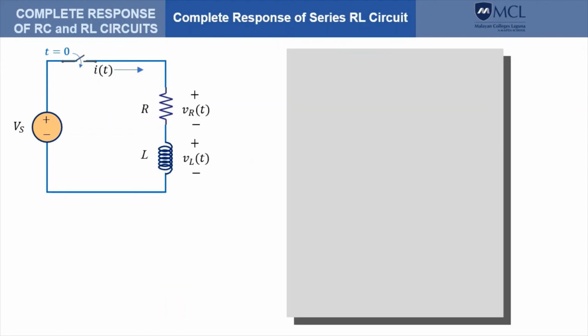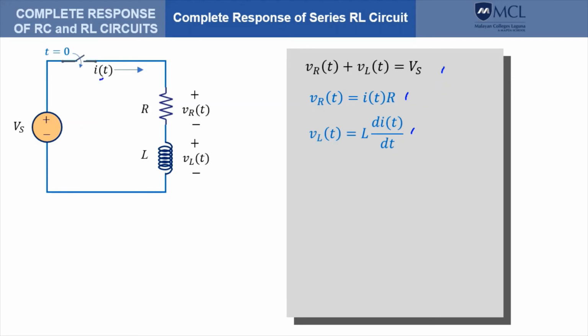Let us work on the series RL this time. Again, we're interested to know the voltage across the inductor V sub L, or the current through that inductor. We can apply KVL and produce this equation. But then again, we know that V sub R can be expressed in terms of IR, and V sub L is L di/dt, where I is the current through the inductor, which is also our I through the circuit. So we can replace V sub R and V sub L in this equation, and that will give us this equation.